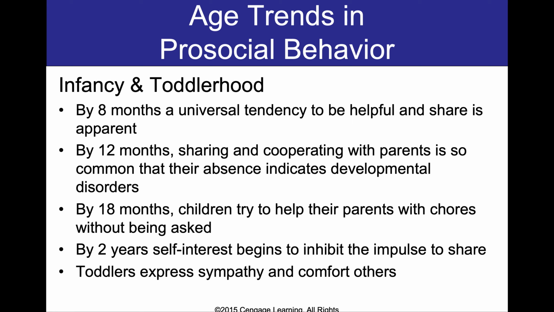The age trends of pro-social behavior in infancy and toddlerhood is that by the age of 8 months, their universal tendency is to be helpful and to share. By the time they're 12 months old, their sharing and cooperating with parents is so common that their absence indicates developmental disorders. So it's very common for them to share and cooperate with their parents. And so what the text is telling us here is if you see a 12-month-old that is not willing to share and cooperate, then there is some kind of developmental disorder with that child.